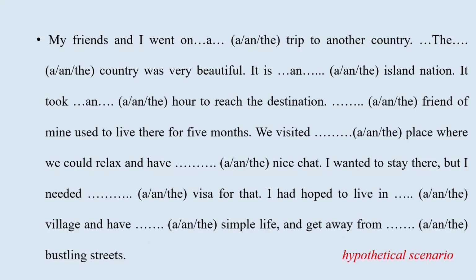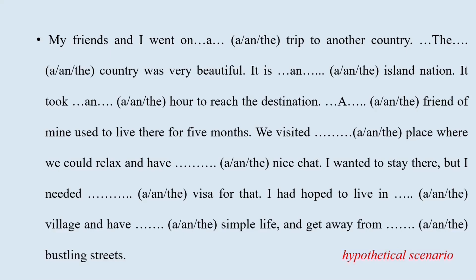Blank, friend of mine used to live there for 5 months. Now here the speaker is talking about one friend. He has many friends. He is mentioning one. We don't know which one he is mentioning. Then the answer should be a, a friend. A friend of mine used to live there for 5 months.